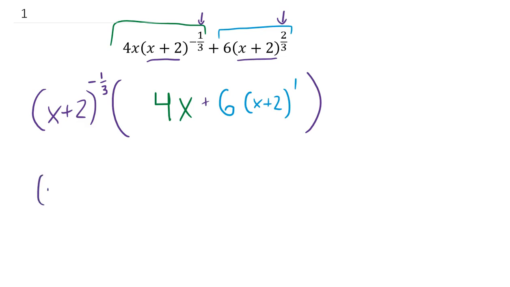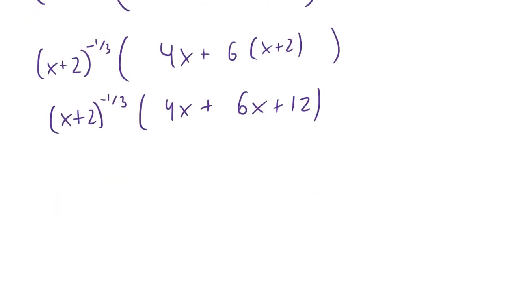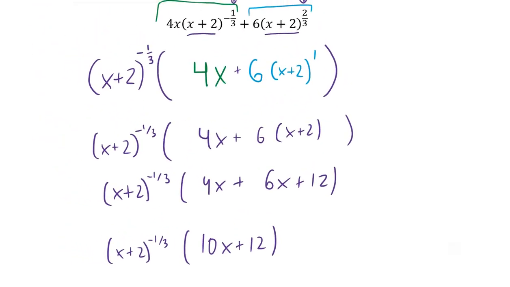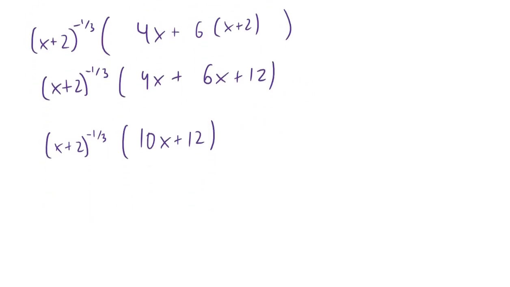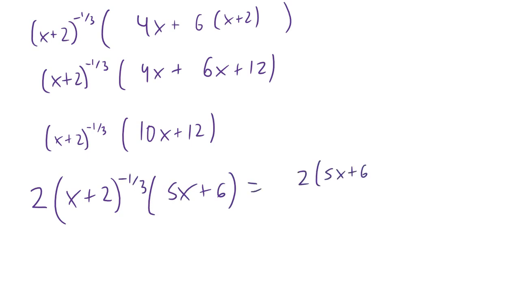So in other words, I have here an x plus 2 to the negative 1/3 power, and then I have a 4x plus 6 times x plus 2 to the first power. So that's like 4x plus 6x plus 12. So 10x plus 12. And looking at that, I realized that really from the beginning, I actually had a GCF of 2 that I could have taken out. Doesn't matter, I'll take it out now. I have 2 times x plus 2 to the negative 1/3 power times 5x plus 6. So that's like 2 times 5x plus 6 over the cube root of x plus 2.